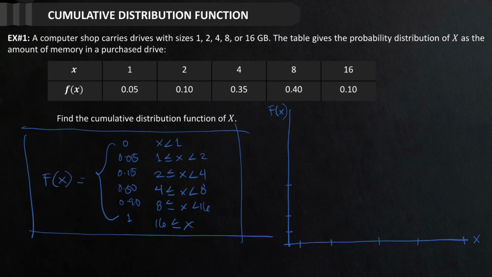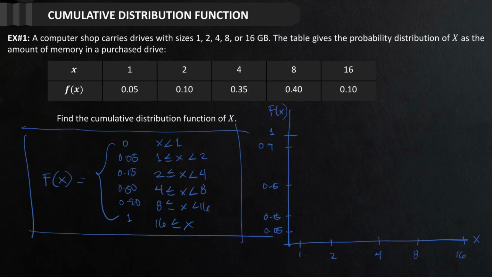0.5, 0.9, and 1. 1, 2, 4, 8, and 16. 0.05, 0.15, 0.5, 0.9, and 1. So, para may graph natin yung CDF or yung cumulative distribution function natin, horizontal lines ang gagamitin natin.